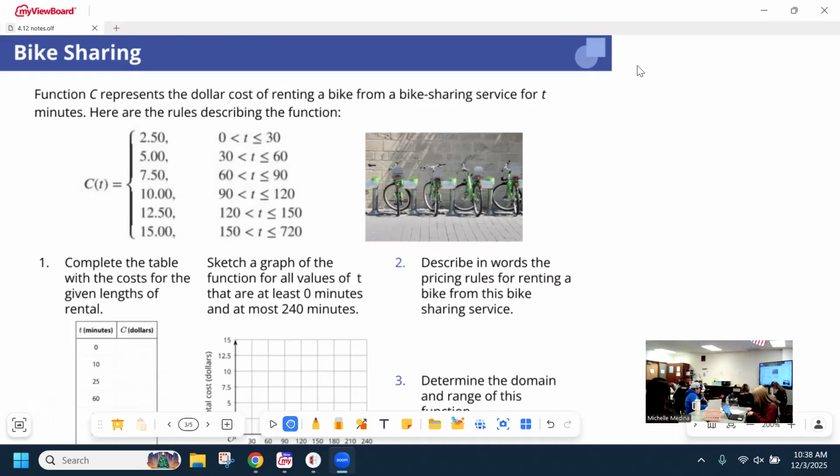So this example, which is on the back of your 4.12 notes, we started it yesterday. Can you stop with the light side shadow, please?